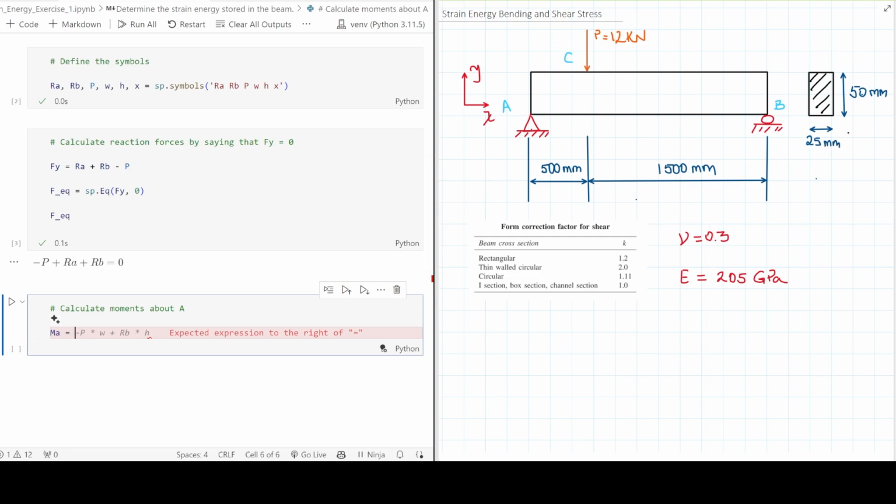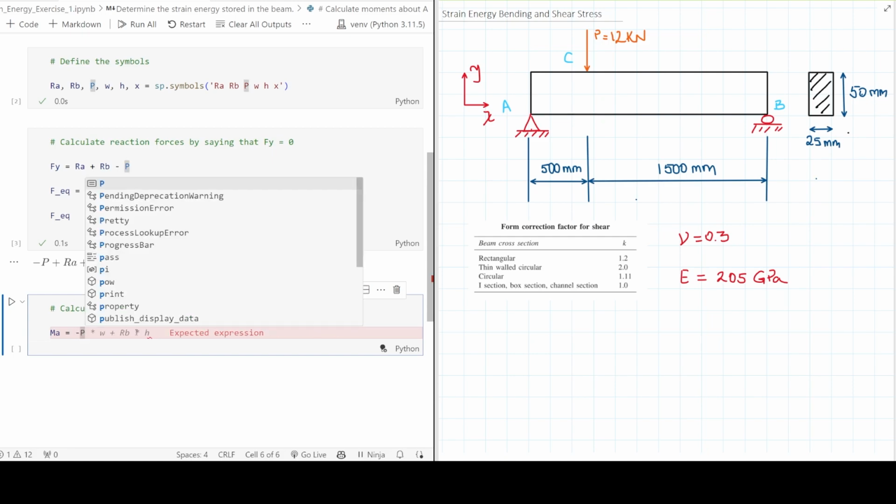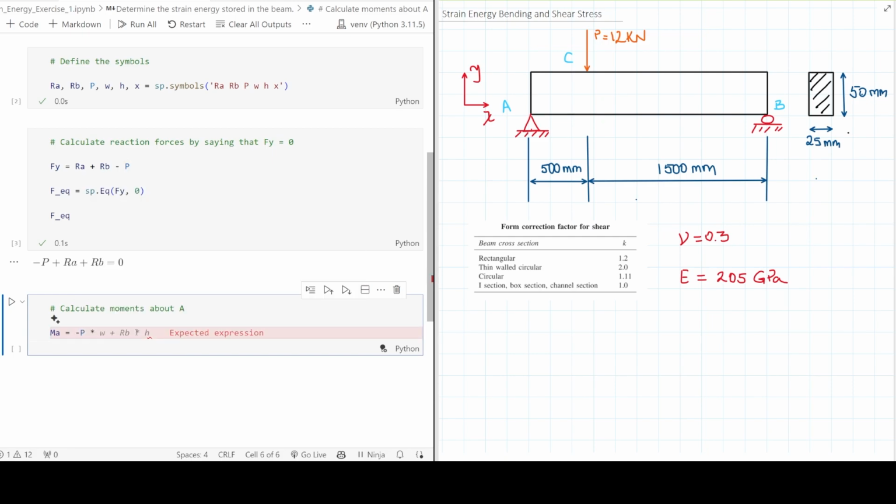Well, let me go back to here. If I'm working at A, the reaction on A is not going to create any moment because the line of action of A passes through the point that I'm using as center of moment. Then I'm going to have P at a distance of 500 millimeters, and that's going to be a negative moment created by this P force. And then reaction B is going to be 2000 millimeters times the reaction on B, positive. So let me write it down here. It's going to be minus P times 500 millimeters.